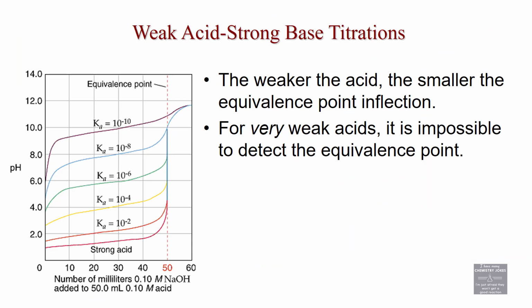If you have a weak acid titrated by a strong base, the weaker the acid, the smaller the equivalence point inflection. What the heck is that? The smaller this little curve bit gets. A strong acid has a very steep, very sharp slope to go from low pH to high pH. The weaker the acid, though, the less steep, the less severe this inflection point becomes. For very weak acids, it's not possible to detect that inflection. We're going to stick with acids probably on these kinds of scales so that we can detect the inflection point, but for very weak acids, it's not possible.